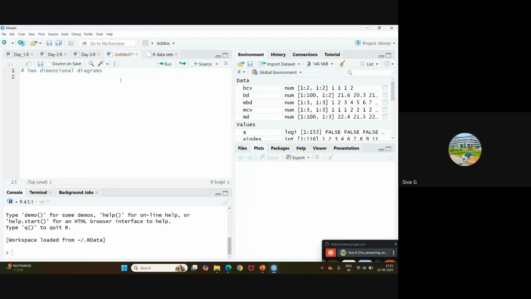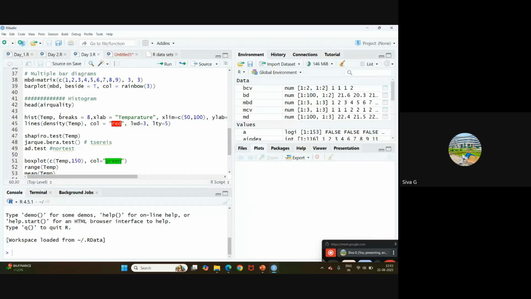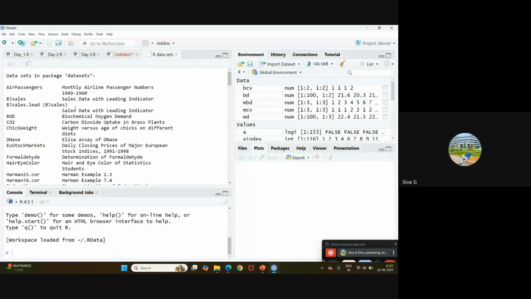One of the best graphs is the scatter plot. A scatter plot is useful to know the relationship between two variables, or how the data points are scattered around the two-way plane. That we will draw today. Shall we take the same data set, or go for another data set? Yesterday we worked with air quality, right? Today we'll go with another data set.